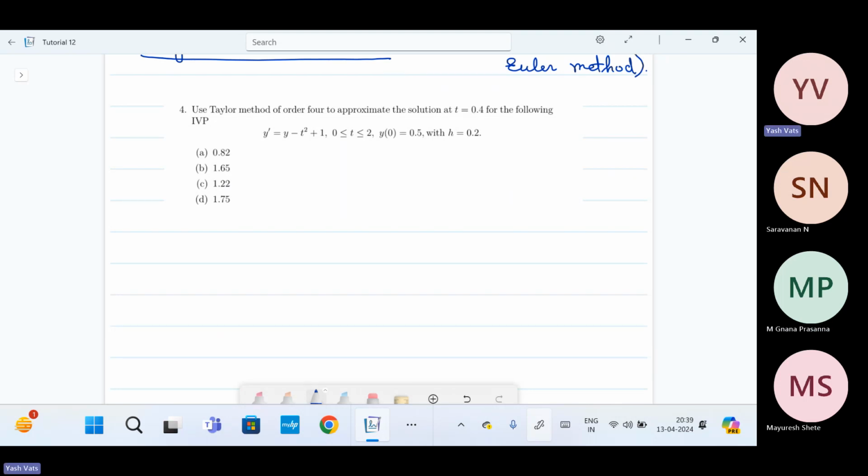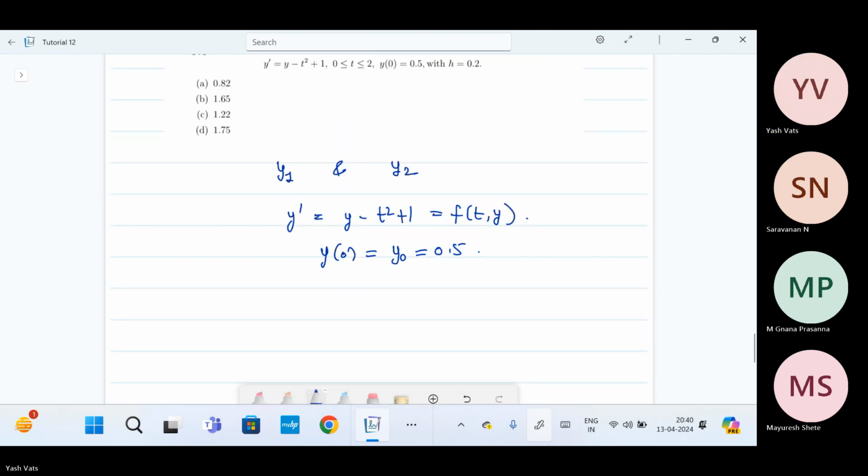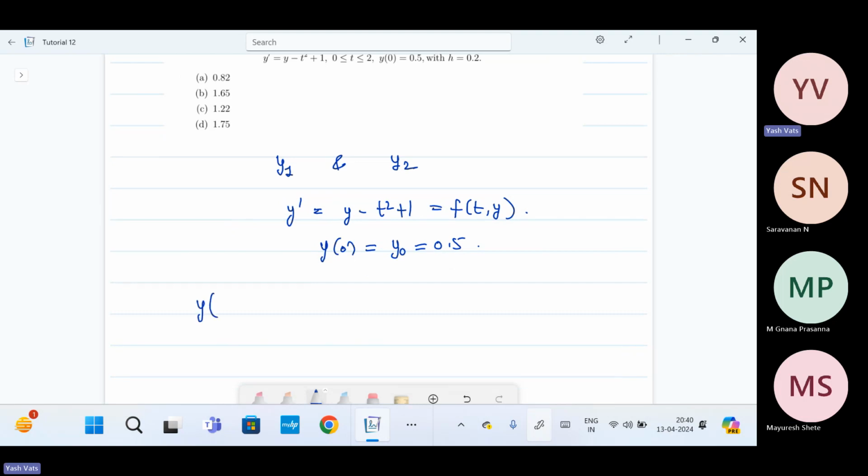So up to how many values do we need to find? We need to find y1 and y2 only, right? In this case, what is the method? y dash is given to be y minus t square plus 1, which is say f(t,y). y0 is y naught, which is 0.5. So the method says that y at x naught plus h is given by y naught, you just use Taylor series expansion.